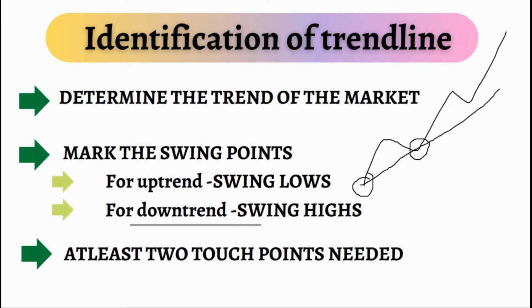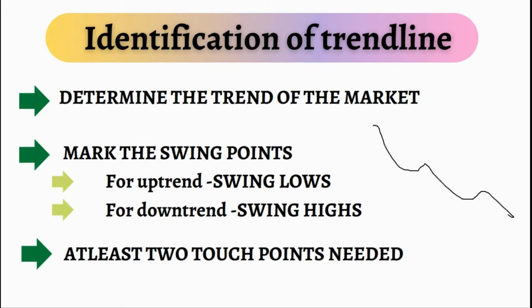For a downtrend, similarly we will connect the swing highs and connect these 2 points and extend the line towards the downside, and this will be our downward sloping trend line. And also remember, for a trend line to be valid, at least two touch points are needed. There should be at least 2 touch points so that we could call it a valid trend line.